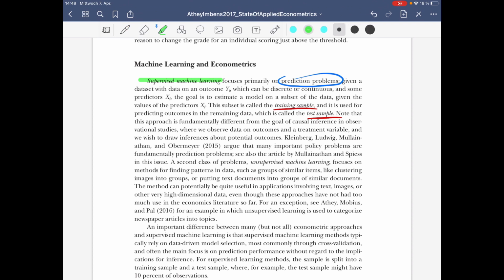And this is fundamentally different from econometrics, where we want to learn something from a sample for the population. So the target is causal inference, causal statistical inference in these observational studies. And here this is about prediction. An important difference between many but not all econometric approaches and supervised machine learning is that these supervised machine learning methods typically rely on data-driven model selection, most commonly through cross-validation. So we will do that in the course, not now, but that's just a teaser.